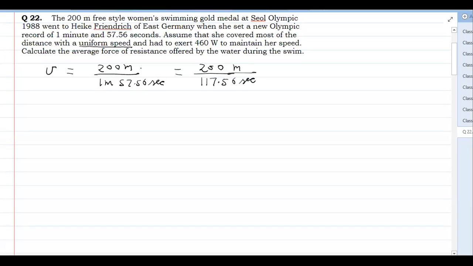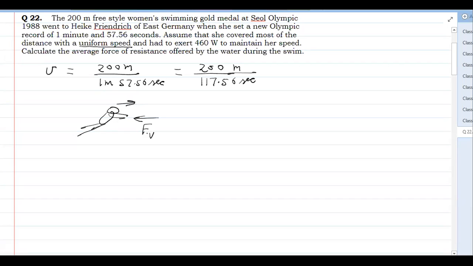Now we have to find the water resistance force. When she is swimming, there is a resistance force by water also acting on her. Since she is moving at constant speed, the net force is 0. So whatever force she is exerting, the same amount of resistance force is acting on her. The resistance force or viscous force by water and the force exerted by her are both equal in magnitude.